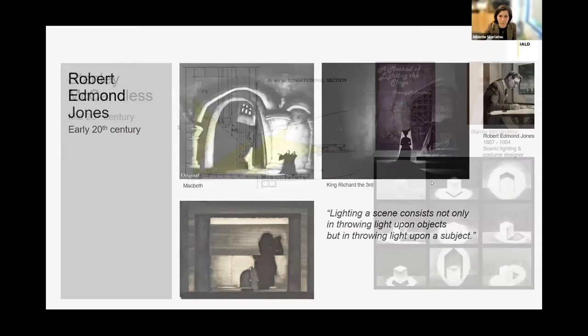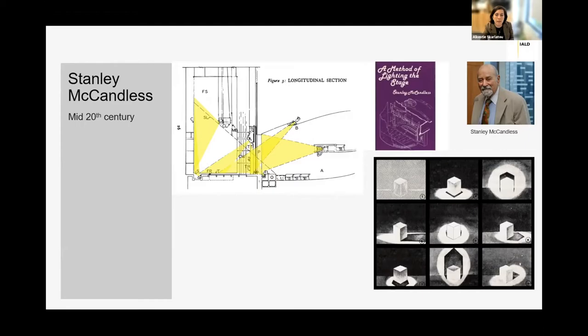And then, of course, there's Stanley McCandless, an American lighting designer, who is quite famous in America. He's a little bit further chronologically than the other ones. He's very famous because of his contributions, both written and in the theater and as a teacher. His most famous contribution, which I will stress here, is the McCandless technique, which is how to light a three-dimensional object. He experimented with angles and positions, and what is the best technique for lighting any 3D object.